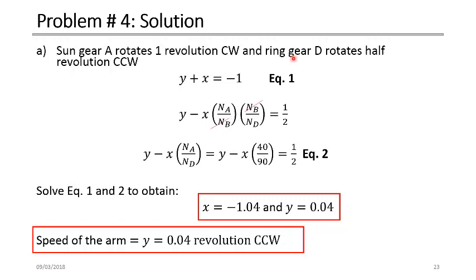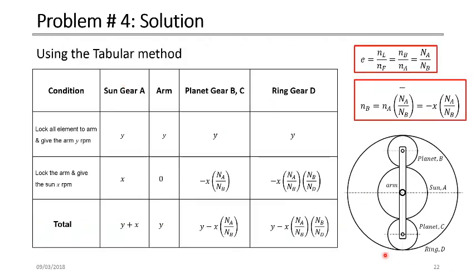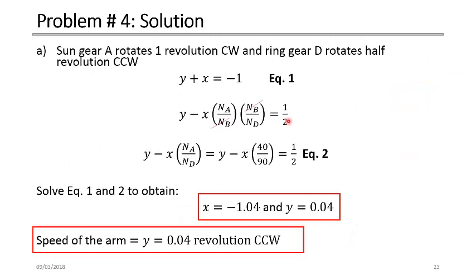And the ring gear D rotates half revolution, so it's equal to 1/2 in the counterclockwise direction, so it's positive. If I go back to the table, where is the speed of ring gear D? This is the speed of ring gear D. So take this one and equate it to positive 1/2. And these are the two equations.